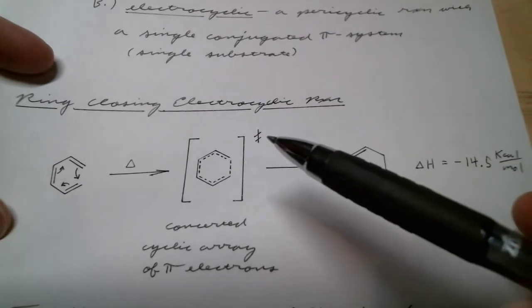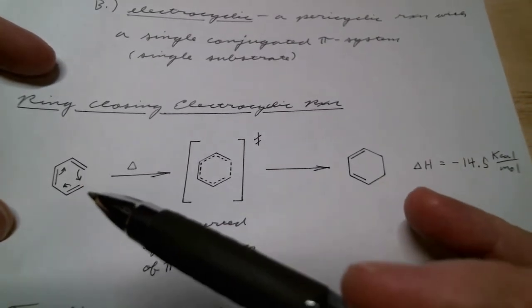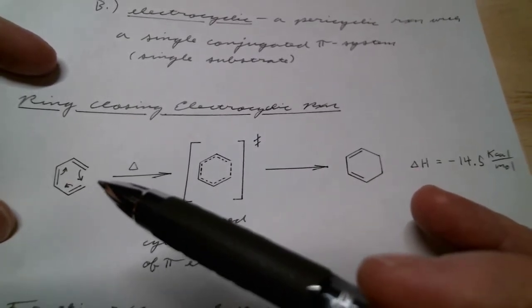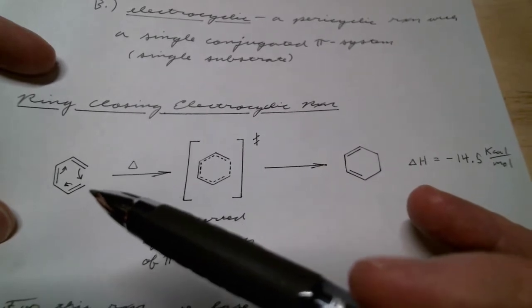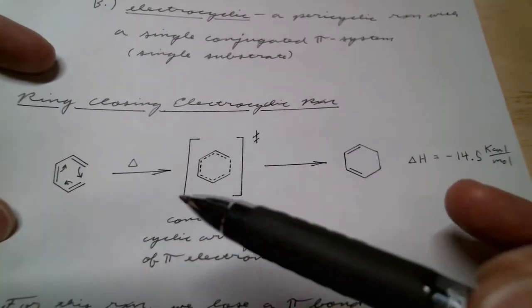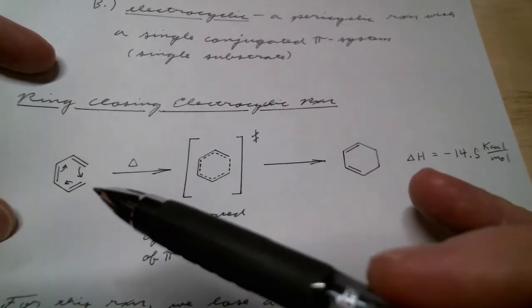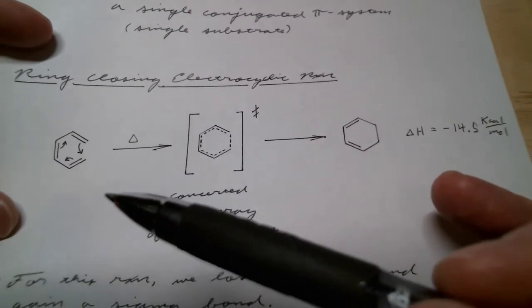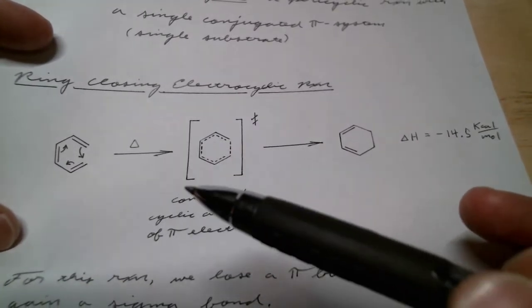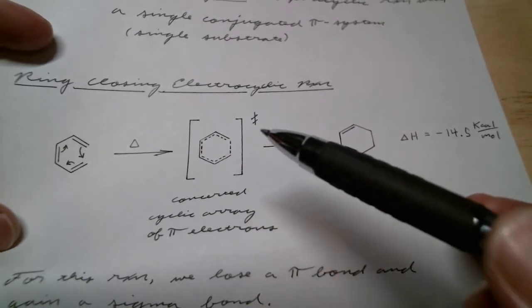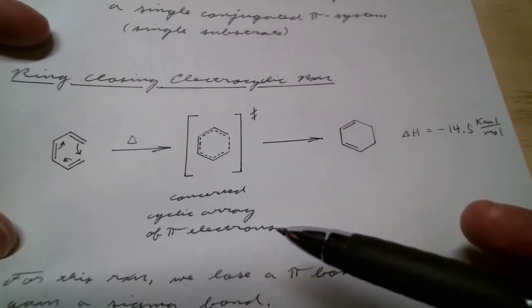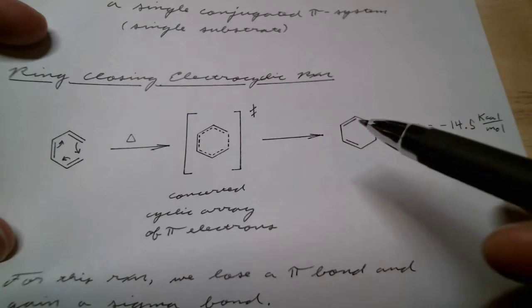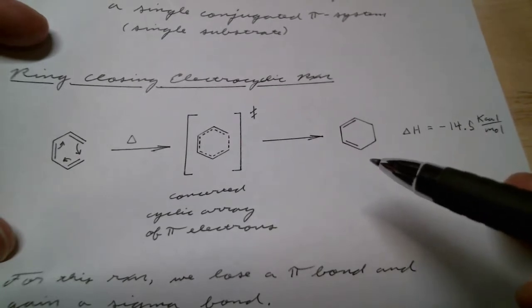Here we have a ring closing electrocyclic reaction. We've got a triene, and we're drawing three double-headed arrows. We know electrons don't actually move, right? Like flowing in such a way. However, we have to use these symbols to help us understand what a reaction is doing. We have some sort of transition state, some sort of concerted cyclic array of pi electrons. And lo and behold, if we followed that arrow pushing mechanism, we would end up with a cyclohexadiene.